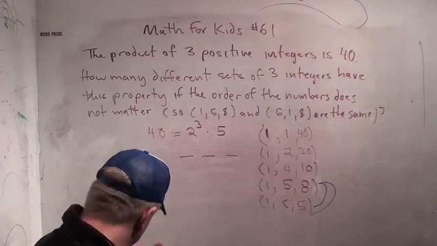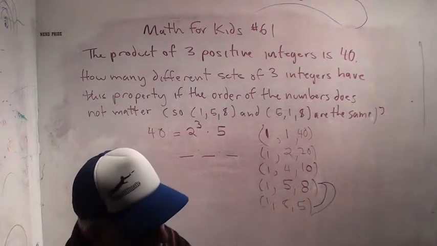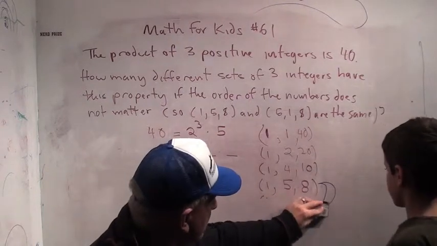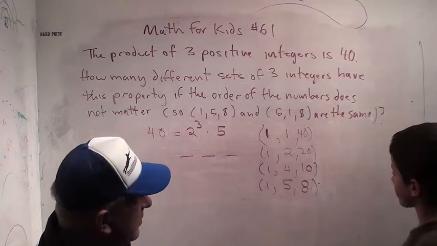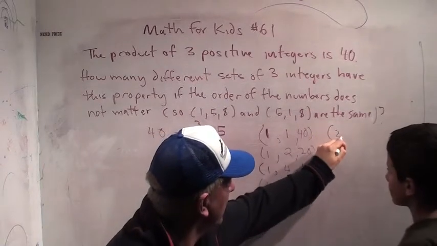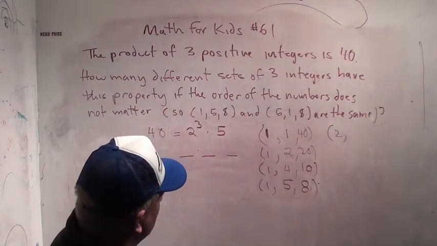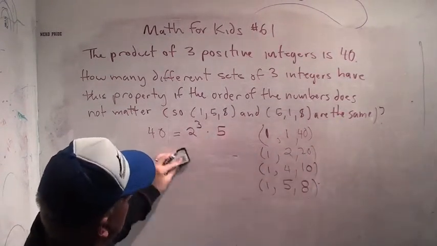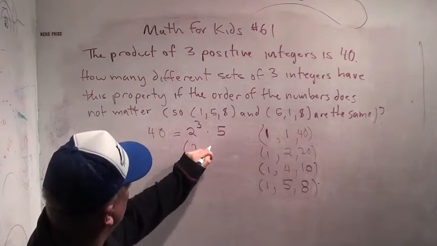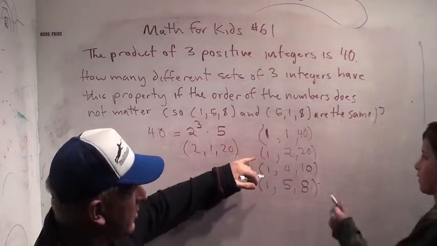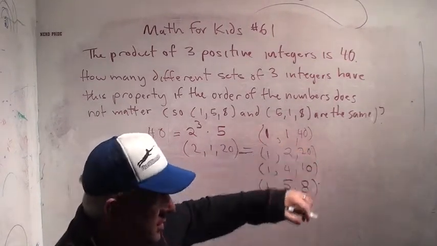Okay, so we already counted 1, 8, and 5. So now we've reached the end of all the ones that start with 1. Now we just have to be careful, and if we're going to start with 2, we can't use 1 anymore. If I did 2, 1, 20, well, we've already counted that one. That's why we're saying they're either increasing or at least not decreasing. Like 1, 1, 40 is not decreasing.